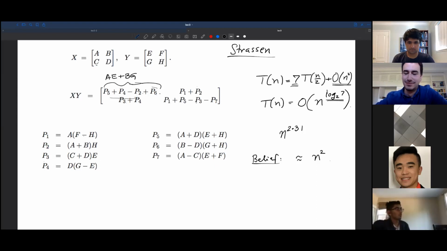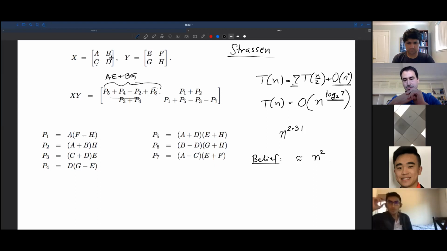How would you go about proving that it's not possible to reduce this into 6 subdivisions? I think that it's actually true that it cannot be reduced to 6 multiplications. But what you could do is, instead of breaking x into 2 by 2 blocks, you could break it up into 3 by 3 or 4 by 4, and then reduce the number of multiplications. And this is how you get down to n to the 2.31.